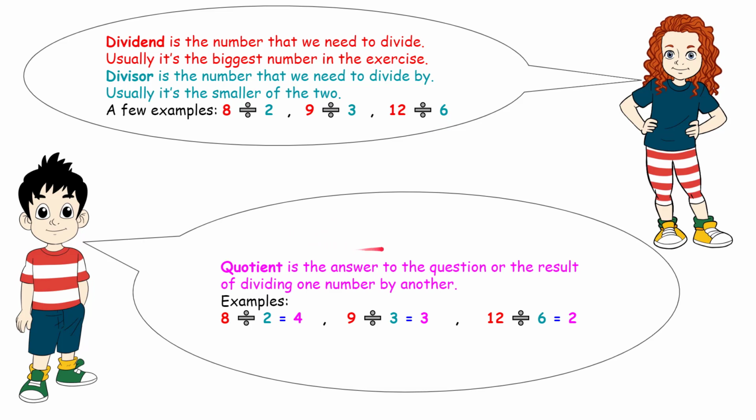Quotient is the answer to the question or the result of dividing one number by another. Some examples: 8 divided by 2 equals 4. 8 is the dividend, 2 is the divisor, 4 is the quotient. 9 is the dividend, 3 is the divisor, and 3 is the quotient. In this case, the divisor and the quotient are the same number. 12 divided by 6. 12 is the dividend, 6 is the divisor, and 2 is the quotient.